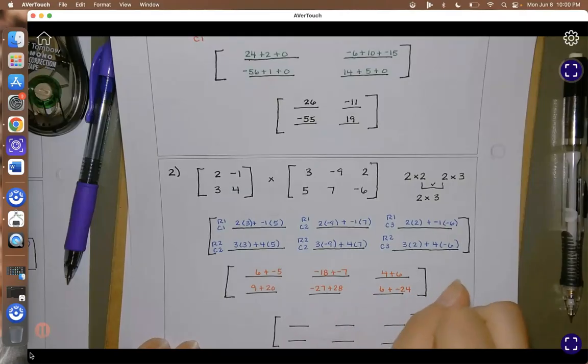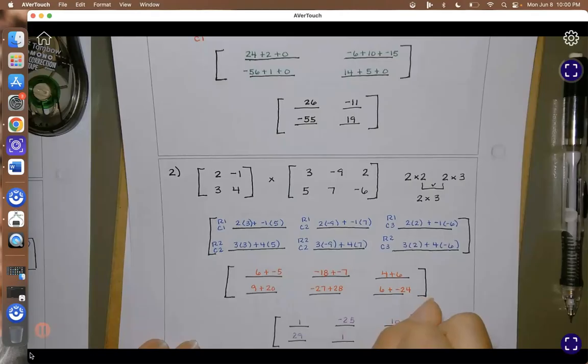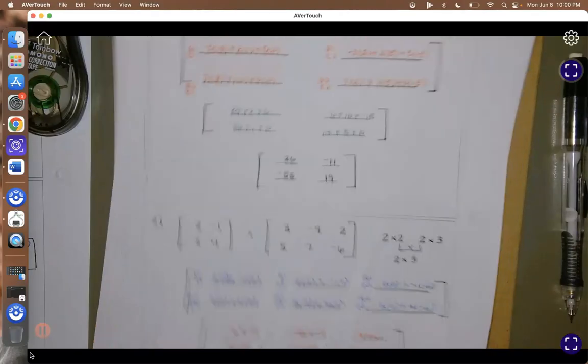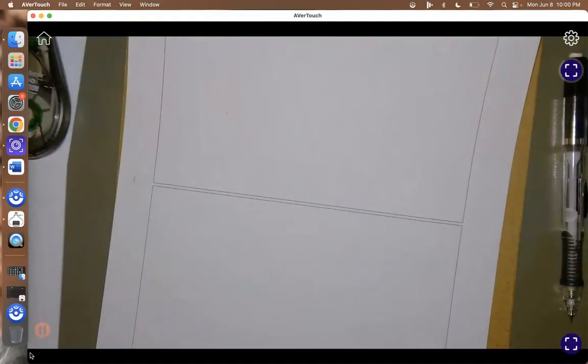And I find putting those little blanks there helps me remember how many places I should have. Okay, so this is going to be 1. Negative 18 and negative 7 is negative 25. 4 and 6 is 10. This is 29. That's 1. And that's negative 18. All right, moving on.